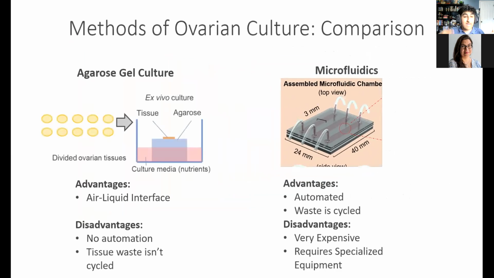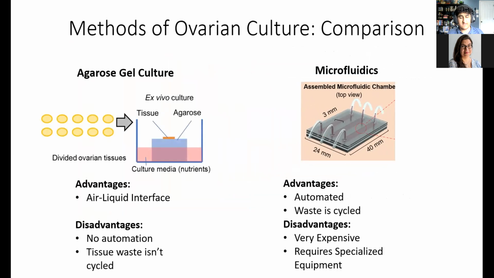But let's compare these two different culture methods. Well, first, agarose gel culture has huge advantages with its air-liquid interface. It better mimics the ovarian environment. However, it has little to no automation, meaning a person has to individually manage the different aspects of media, and the waste is not removed or cycled. You can see that if the tissue produces waste, there's no way for it to be cycled or removed. And this doesn't really work on a large scale.